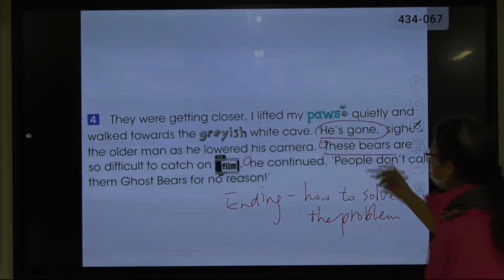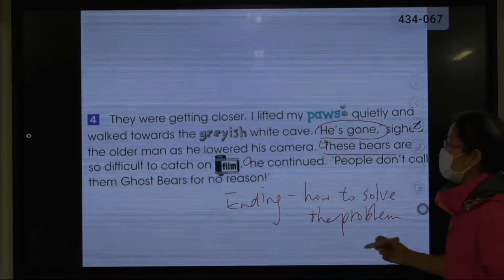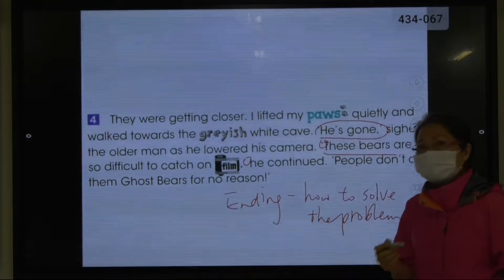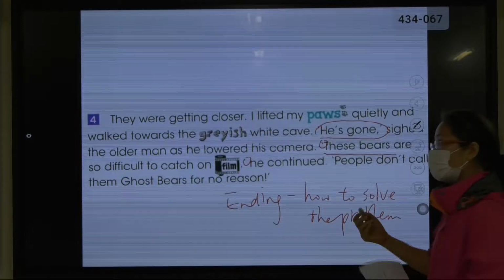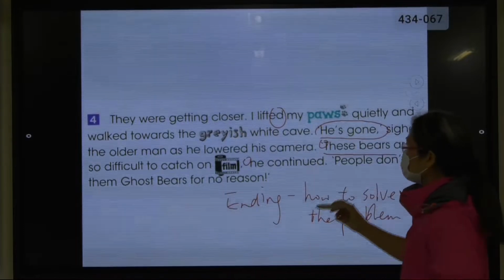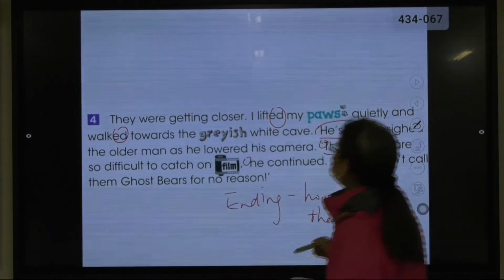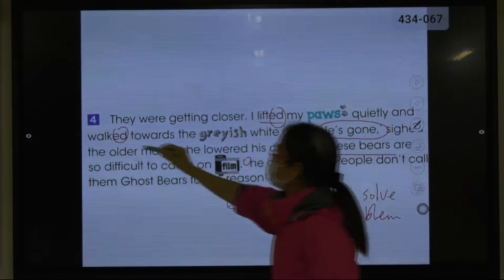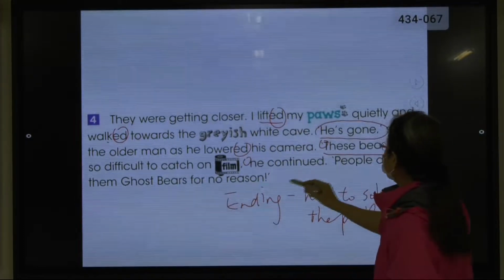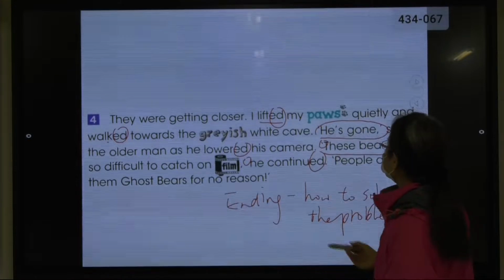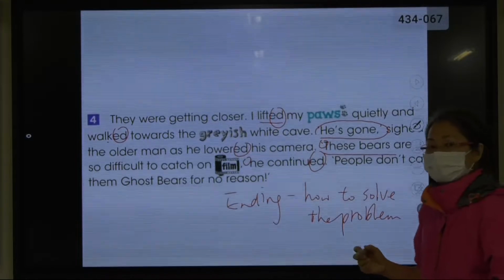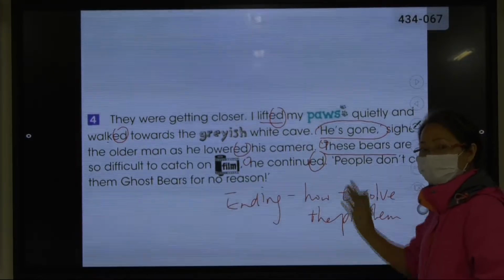And also in a story, what tense do we use? Okay, a story means it happened a long time ago. Something happened in the past. So in a story, we use simple past tense. For example, lifted, walked, lowered, continued. Okay, so remember, in a story, we'll use past tense.